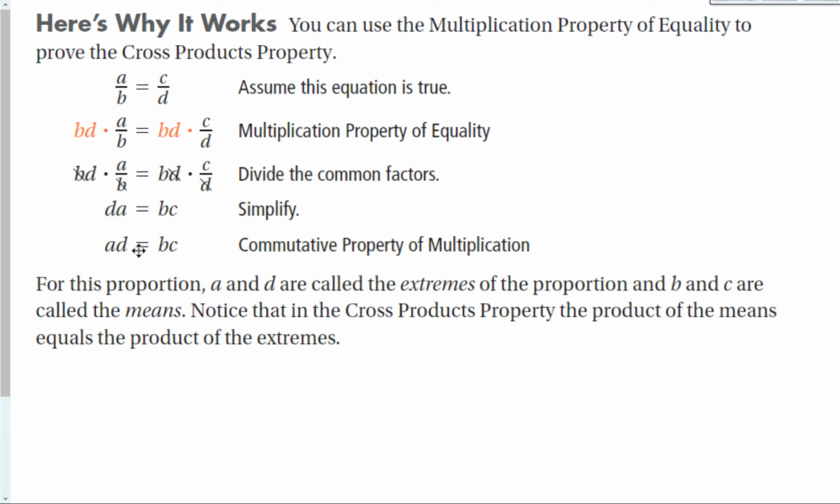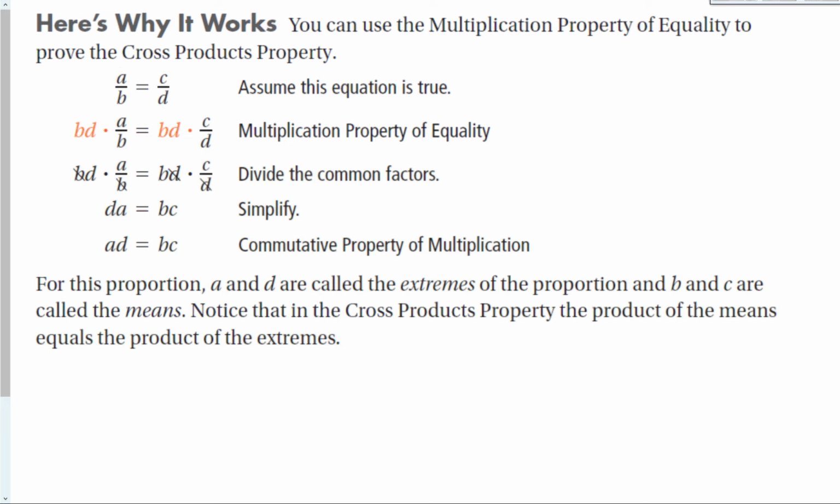Well, I can multiply both sides of this equation. As long as I multiply both sides of the equation by the same thing, I can multiply both sides by anything I want. So I'm choosing to multiply both sides by BD. Okay, the B's cancel on the left, the D's cancel on the right, and that leaves me D times A is equal to B times C, which I can rewrite with the commutative property any way I want, and I chose to just flip these two around to give me AD is equal to BC, which happens to be my cross products right there.